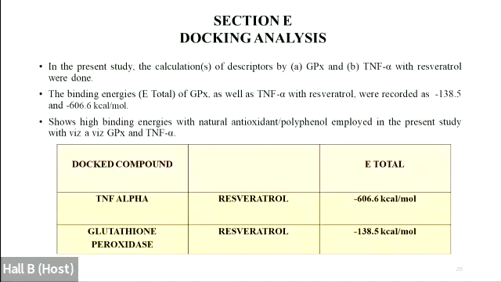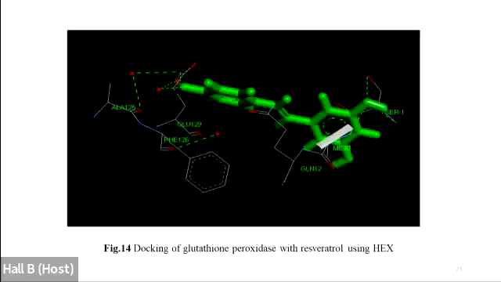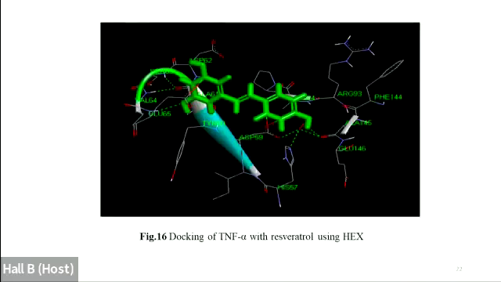The last part of the study was docking analysis. To validate the studies in vitro that we have done, we have done the docking analysis, and it was found that the binding energies of both GPX as well as TNF-alpha with resveratrol were very high. These high binding energies with natural antioxidants employed over here further confirm or validate our results. These are the docking images of glutathione peroxidase with resveratrol. The structures are stabilized by hydrogen bonds, van der Waals forces, and pi interaction. This is with TNF-alpha and resveratrol.